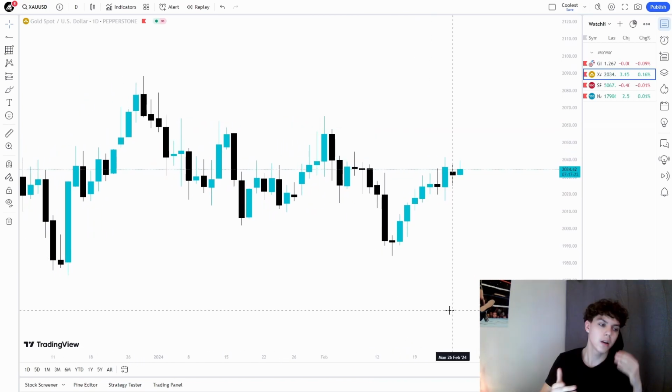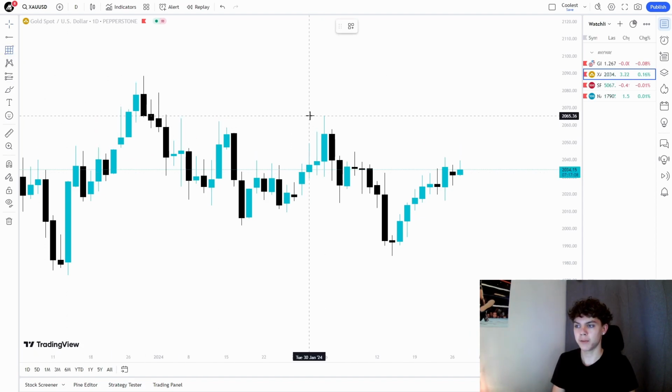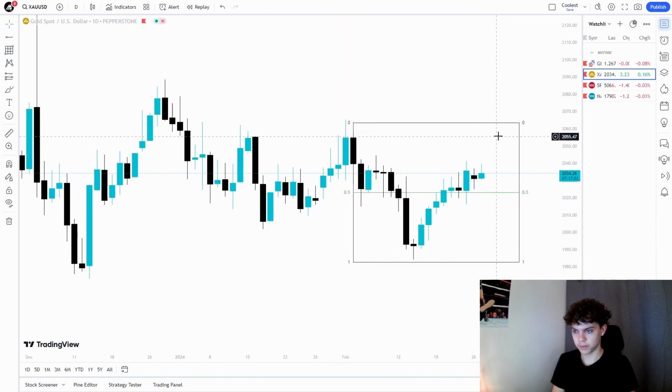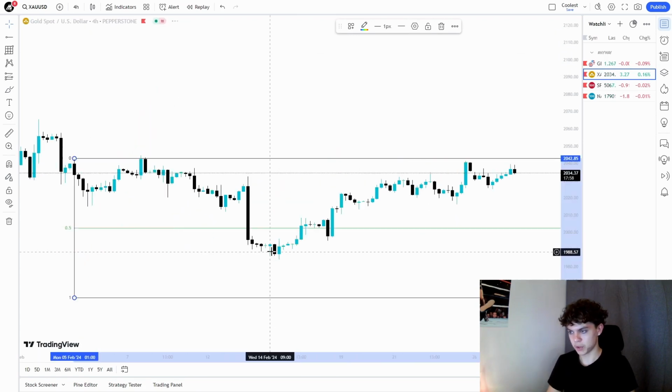Okay, let me just show you how I use the equilibrium. I don't even use it that often. I use it to get a better entry for me. Okay, some people use it in a really high time frame like this. Okay, you can take the equilibrium like this. Hold on, let's go to 4 hour. There's a broken structure there. Let me show you.